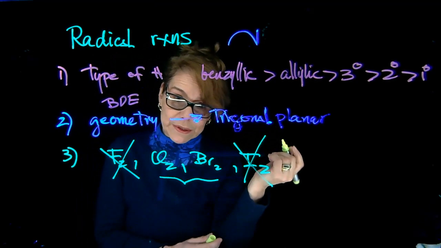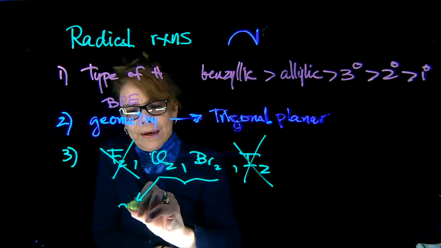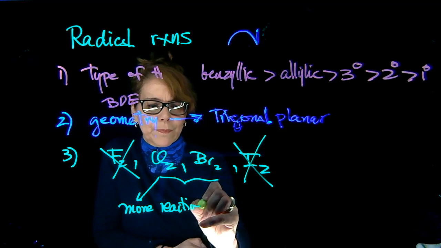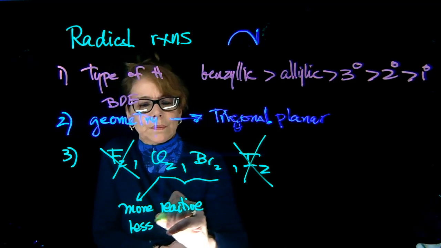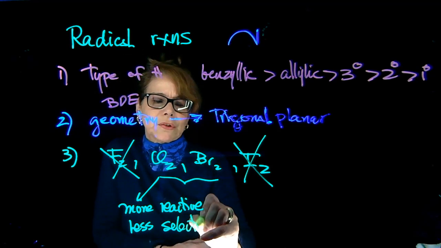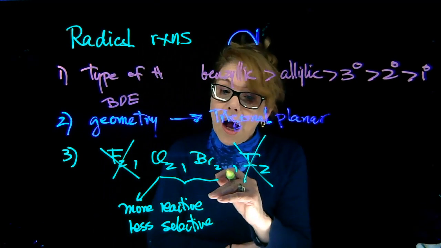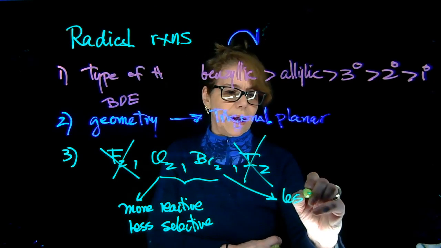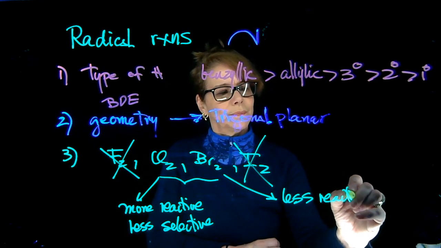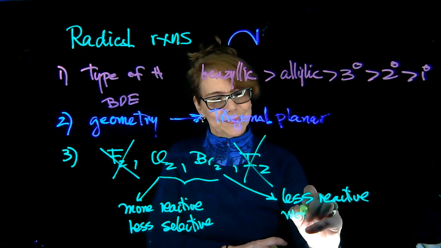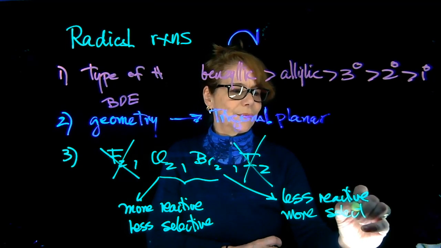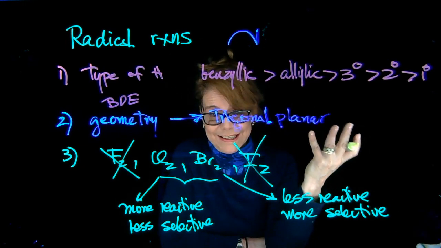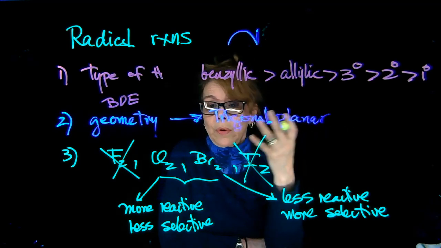Of those, there are differences. Chlorine is more reactive. It reacts faster, but it's less selective. So here we typically form many products. Bromine, however, is less reactive and more selective. Those things go together. So how practical is this? Why do we want to use bromination or chlorination?